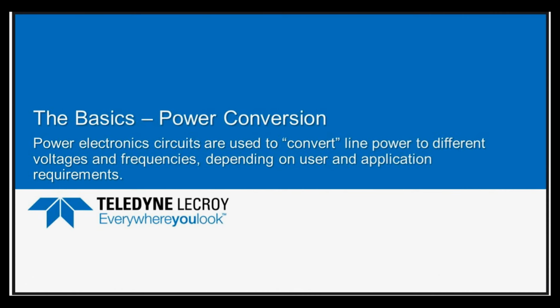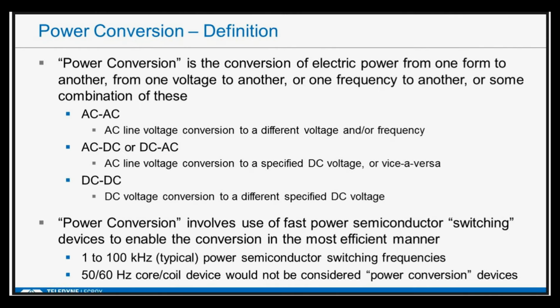Okay, so let's talk about power conversion. These are the systems and circuits that convert line power to different voltages and frequencies, or vice versa. So the definition really is, power conversion, as I define it, is the conversion of electric power from one form to another, from one voltage to another, or one frequency to another, or some combination of those. It could be AC to AC, DC to DC, or a combination of both in either direction.